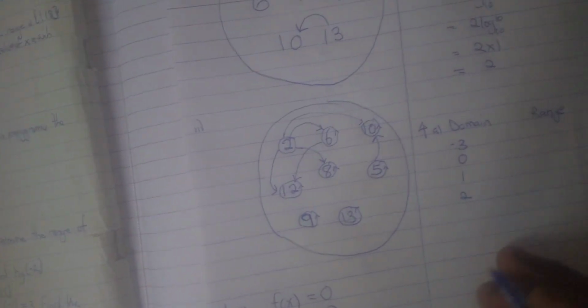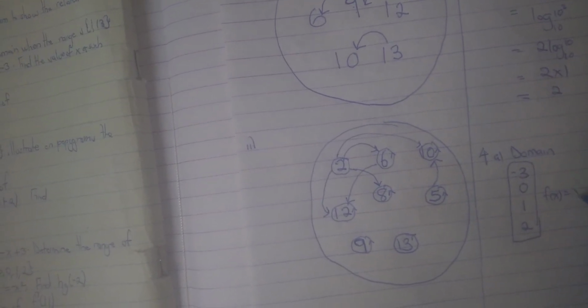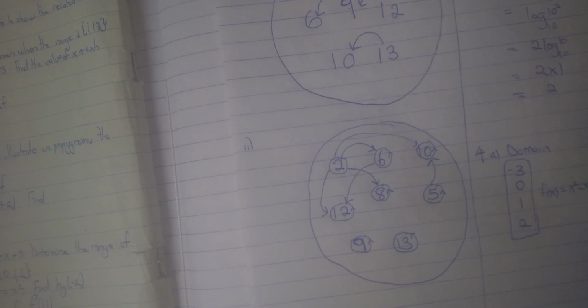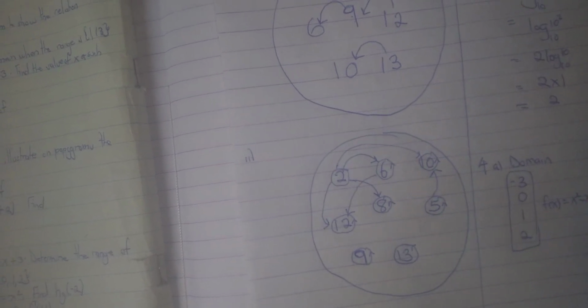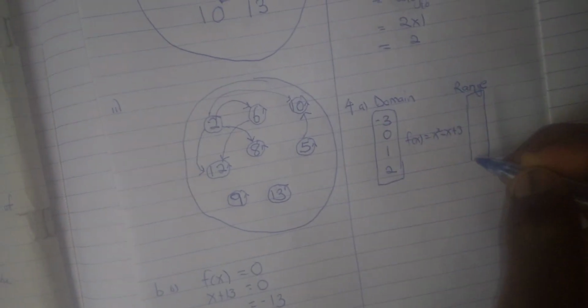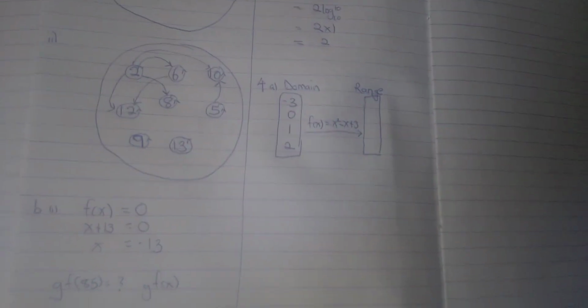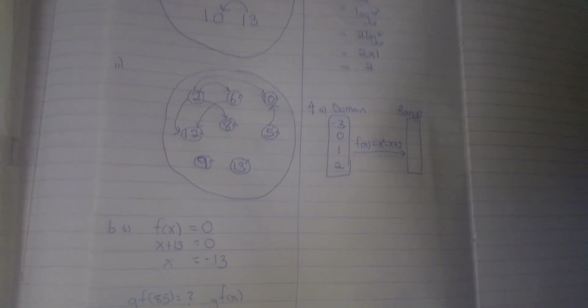We are looking for what is in the range. They have given us a mapping which is f of x equals x squared minus x plus 3. So that is what we are looking for, what is in the range. We shall simply be putting in the x values in that function.